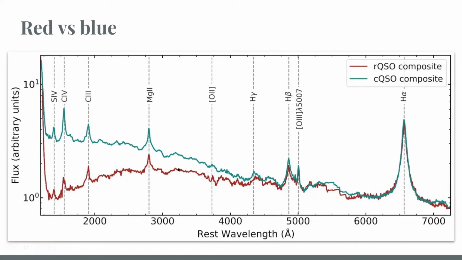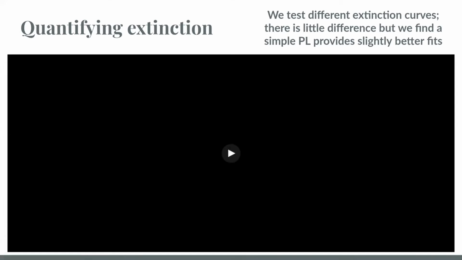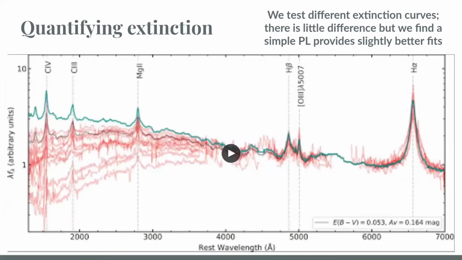in the red composite. So the first bit of analysis I look at is to robustly test whether dust is the cause of these red colors. So to do this, we test different extinction curves. So we take the control composite and add different amounts of dust to see if we can fit the red quasars. And we also want to see if there's a preference for a particular extinction curve, because this would tell us something about the nature of the dust.